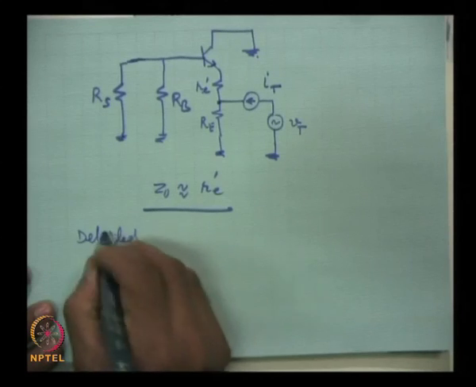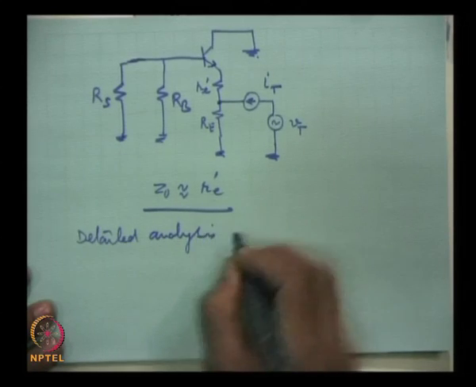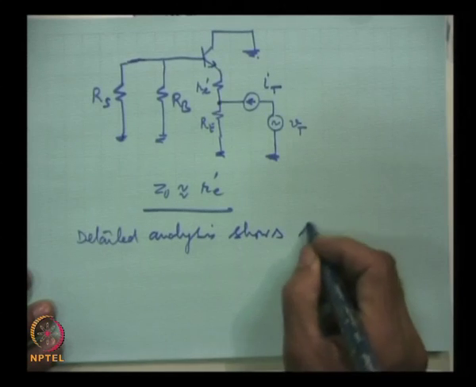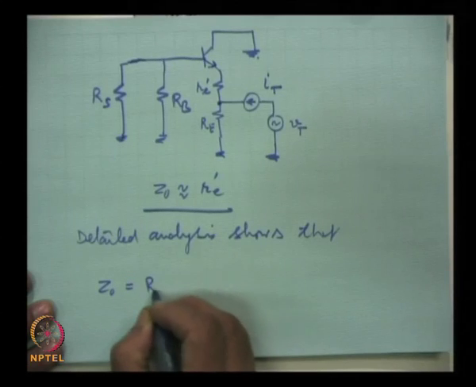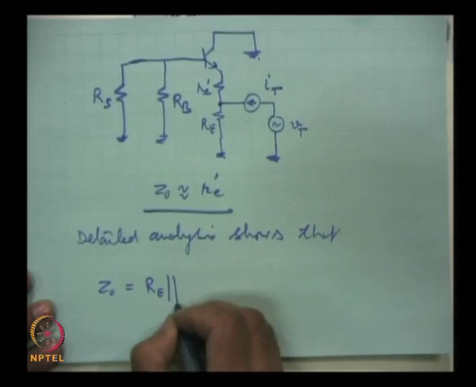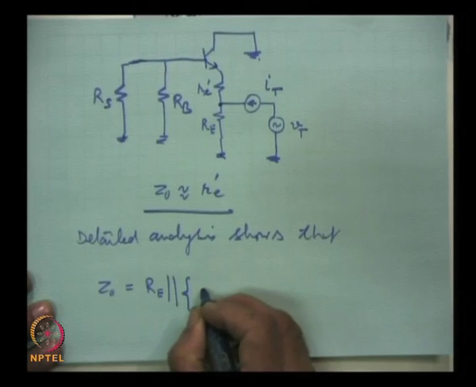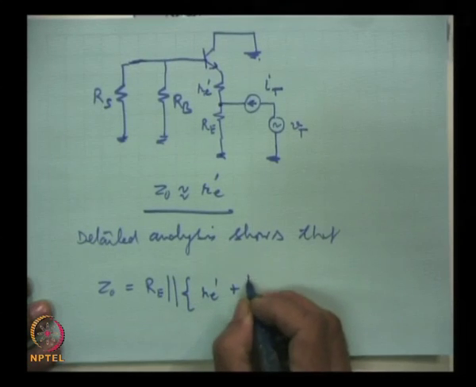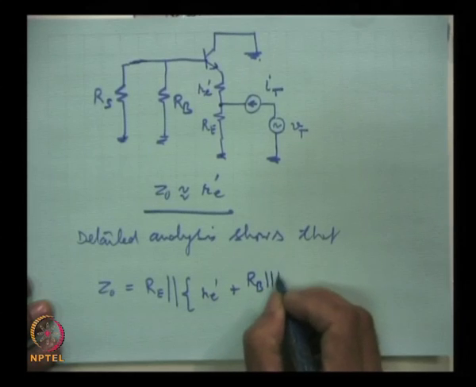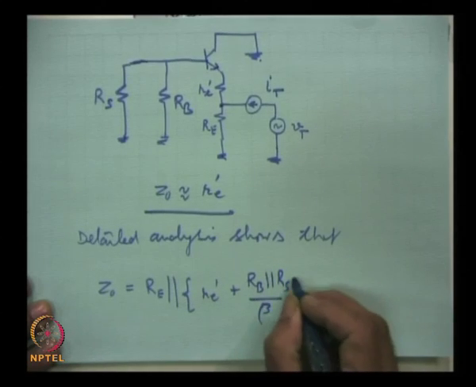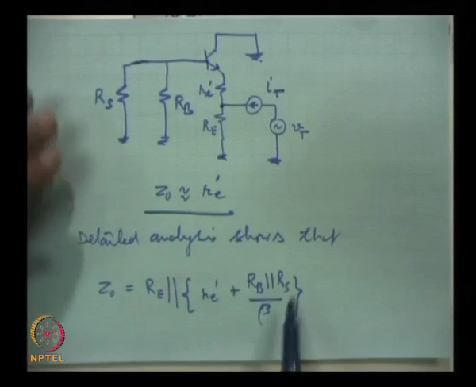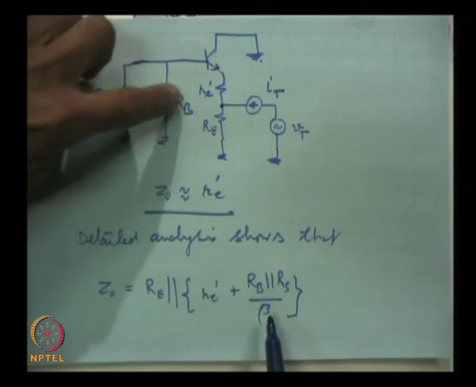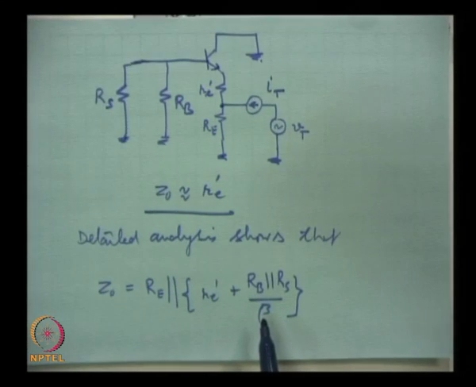Detailed analysis shows that the output impedance is Re in parallel with Re prime plus Rb in parallel with Rs by beta. This is the effect, feedback effect we may say, the effect of these resistances connected at the input of the amplifier on the output impedance.